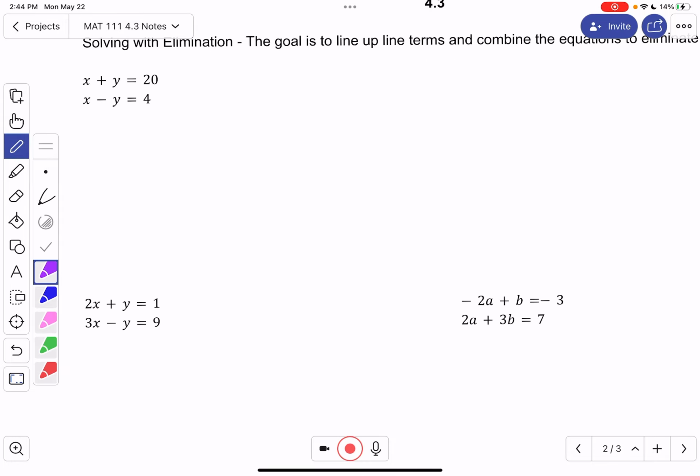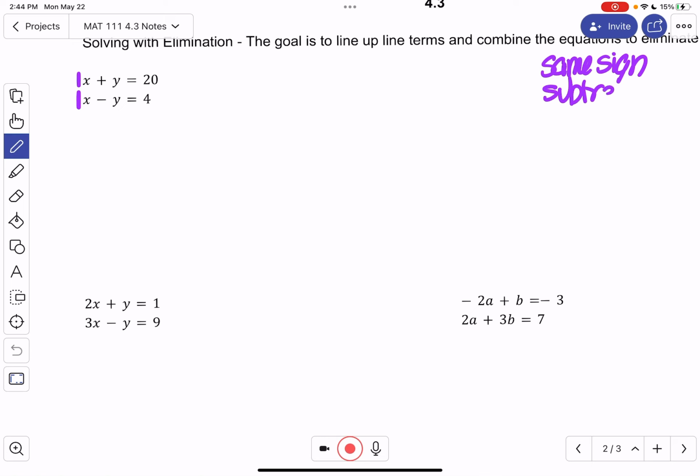So if we look at this first problem, the x's both have no number in front of them, so it's like having a 1. They're the same sign, meaning they're both positive. So I'm going to subtract the two equations. So 1x minus 1x is 0x. 1y minus negative 1y. So minus a negative is really plus. So 1y minus negative y is 2y. And 20 minus 4 is 16.